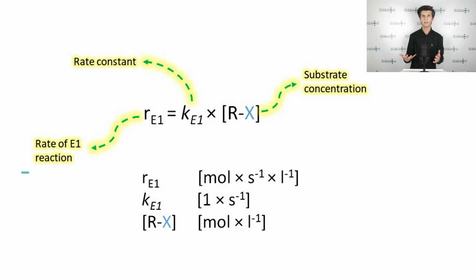As you can see, the rate of the reaction RE1, which proceeds via the E1 mechanism, depends on the rate constant denoted as kE1, and the concentration of the substrate R containing leaving group X. The corresponding units are represented below. And what about the E2 mechanism, you would say?